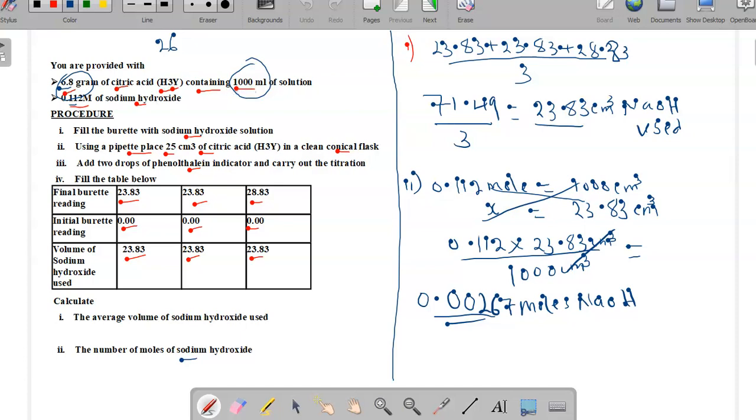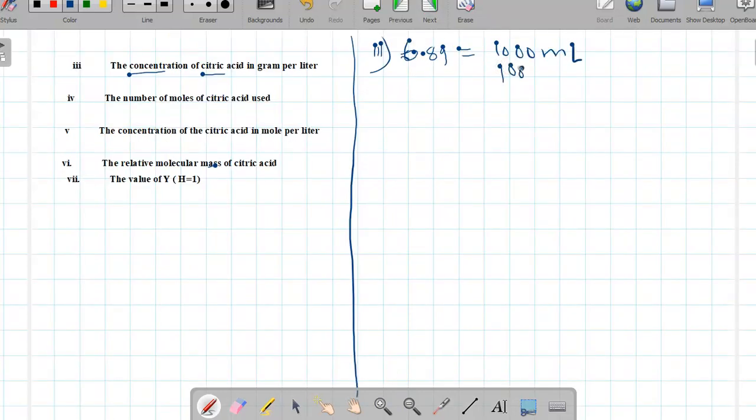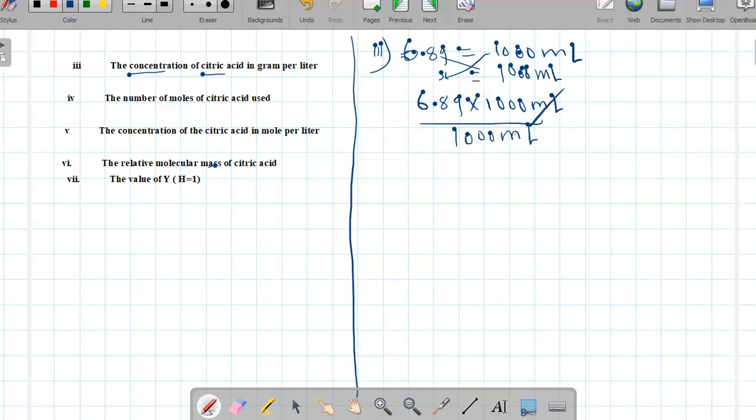Then citric acid is equal to 1000 ml. Then what about 1000? This new 1000 is the concentration. What about 1000 ml? I don't know. Cross multiplication: 6.8 gram multiplied by 1000 ml, divided by 1000 multiplied by x. So ml and ml cancel, 1000 and 1000 cancel. So the answer is 6.8 gram per liter. This is the concentration in gram per liter of the citric acid, H3Y.